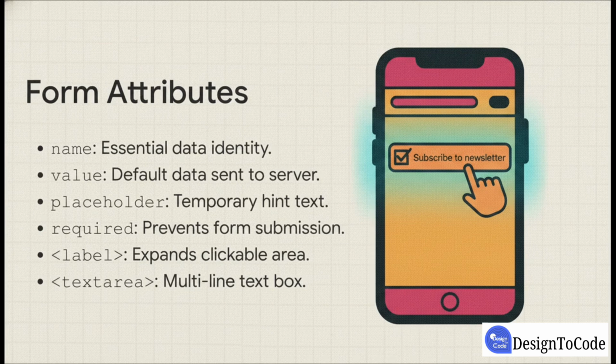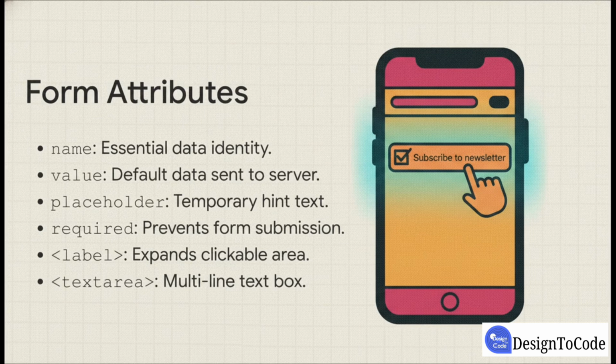Without it, giving the data an identity, the server just ignores the input entirely. You can guide your users with a placeholder attribute, which is that temporary hint text that magically disappears when they start typing. And you can enforce completion using the required Boolean attribute. It stops the form from submitting if it's left empty.